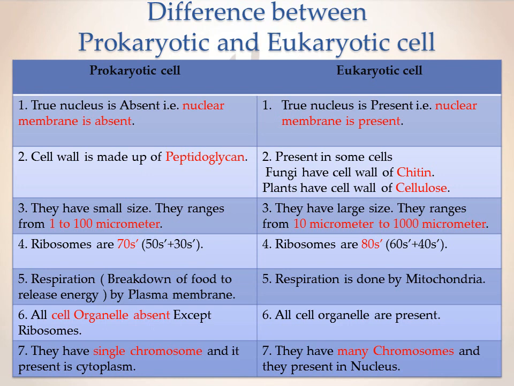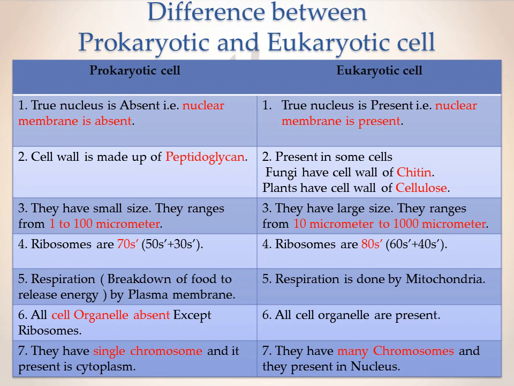In the prokaryotic cell, respiration, which is the breakdown of food and release of energy, is done by the plasma membrane, because there is no cell organelle, so the function is performed by the plasma membrane. On the other hand, in eukaryotic cells, respiration is done by the mitochondria, a membrane-bound cell organelle. All cell organelles are absent except ribosomes in prokaryotes, as I already told you. In the eukaryotic cell, all cell organelles are present.